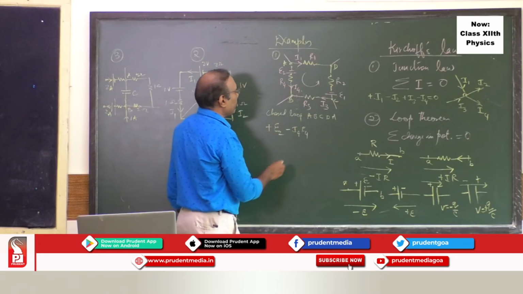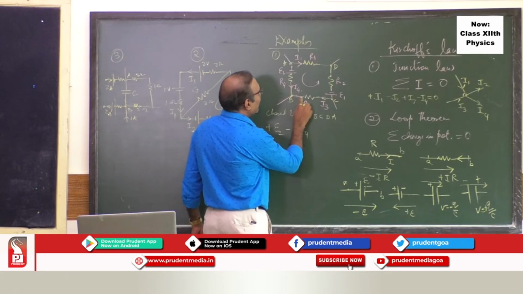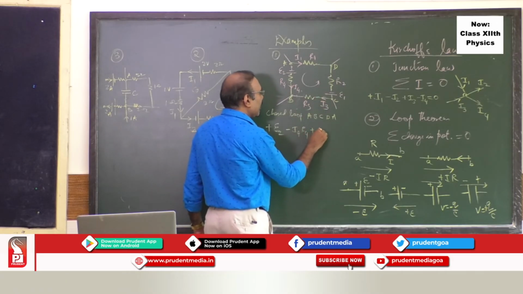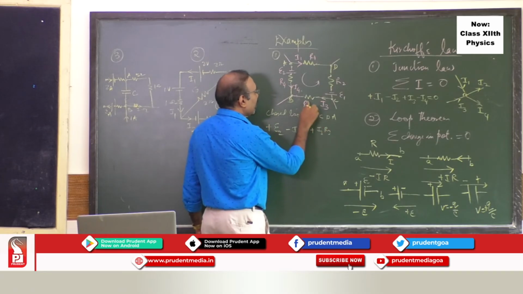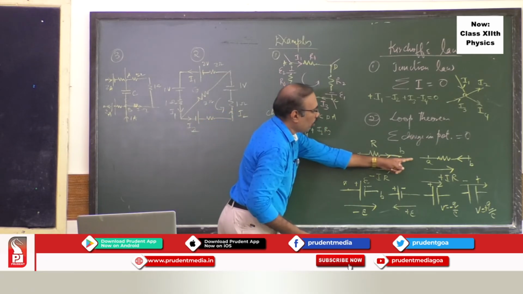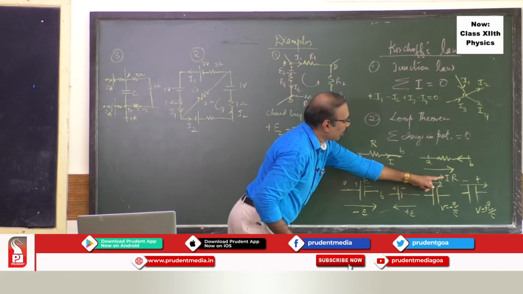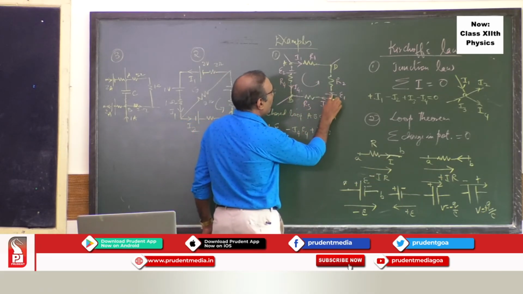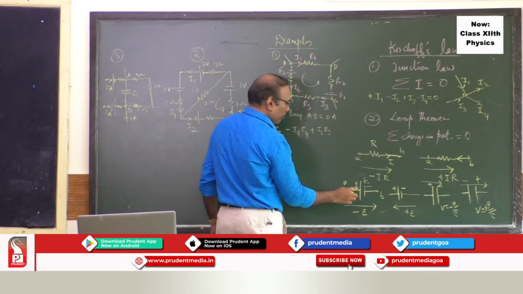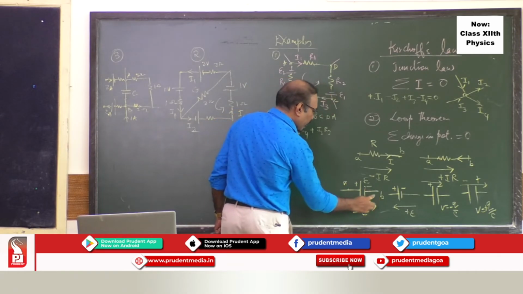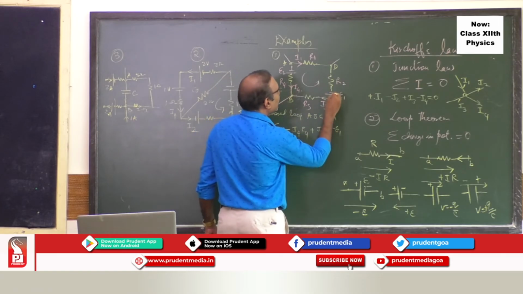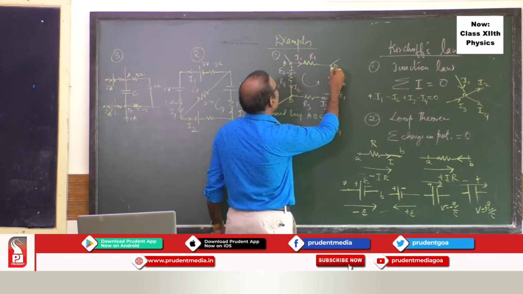So it is negative. Likewise, here I am going against the direction of the current. Potential drop across R3 is I3 R3 and it is positive, because when I go against the direction of the current, potential drop is positive. And then again here we are going from positive to negative. When we go from positive to negative, you have to take EMF negative. So E1.